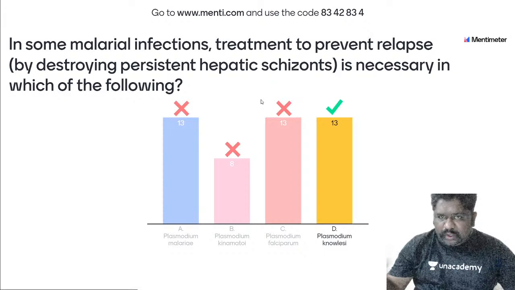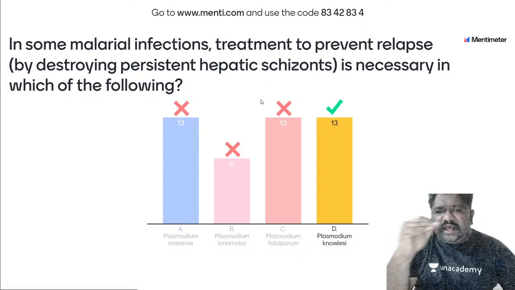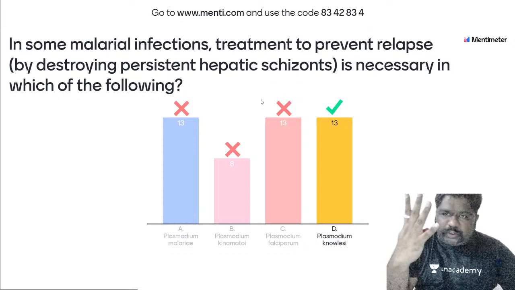Now, let me tell you one simple gist. Plasmodium malariae and Plasmodium falciparum both can have similar properties most of the time. So when we have four important species of Plasmodium taught to us always, that is Plasmodium malariae, falciparum, ovale, vivax. Of them, ovale and vivax will have similarities and malariae and falciparum will have similarities.